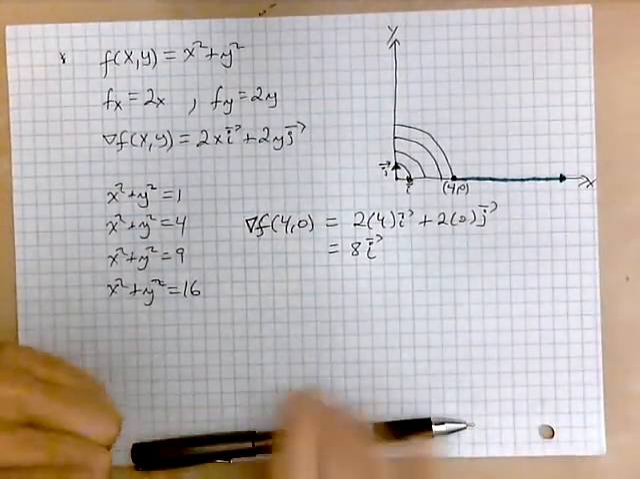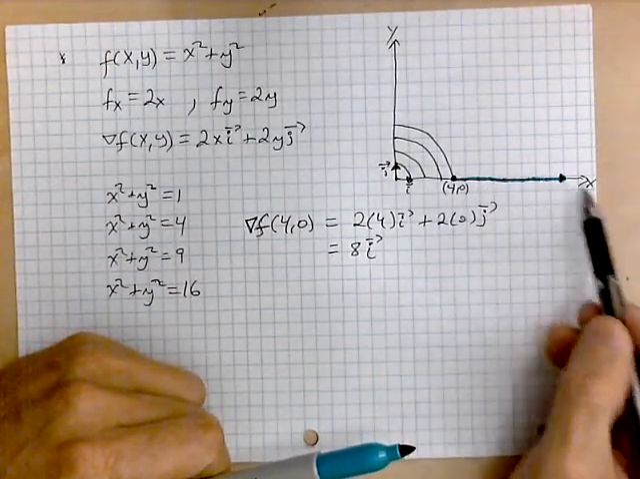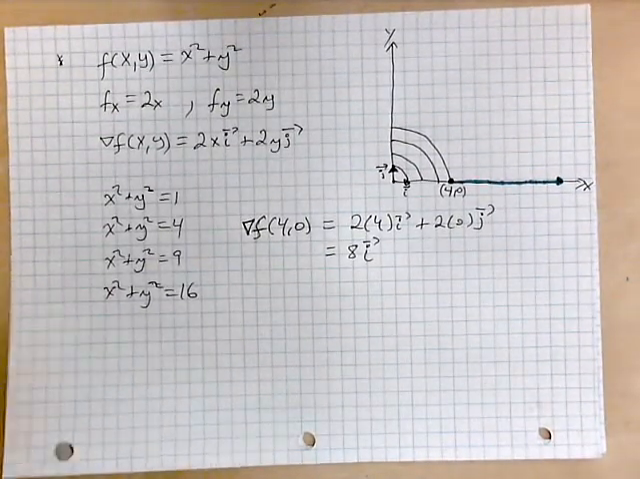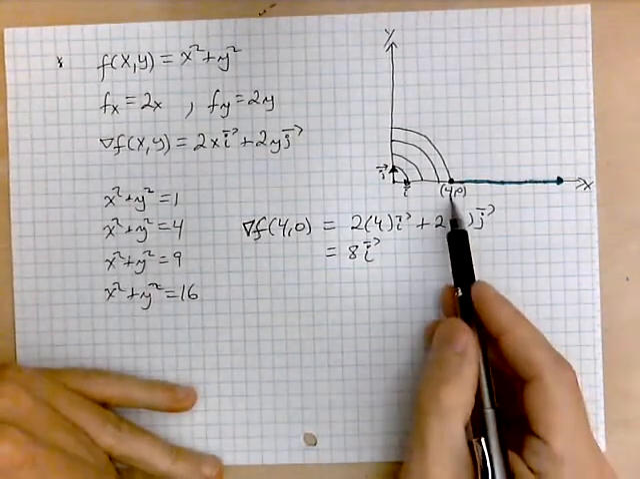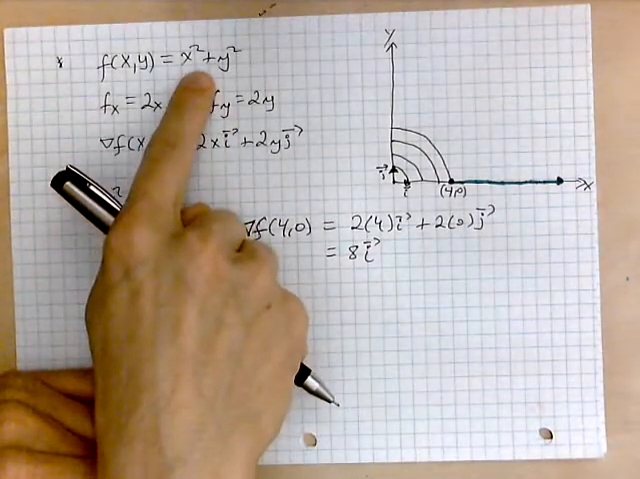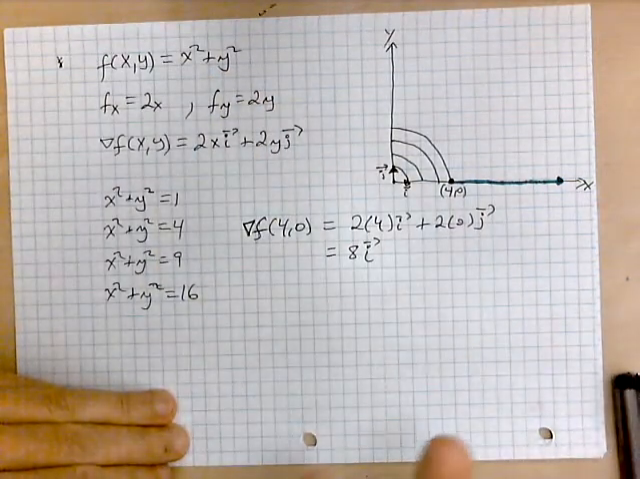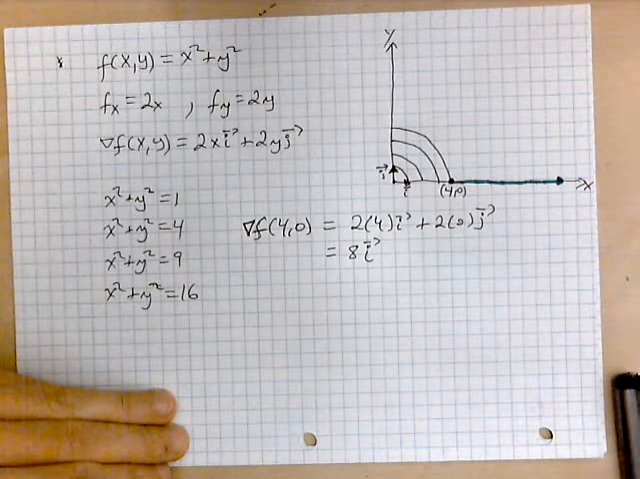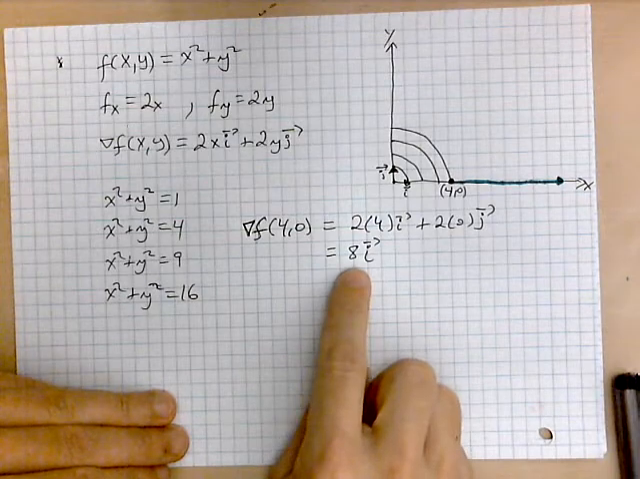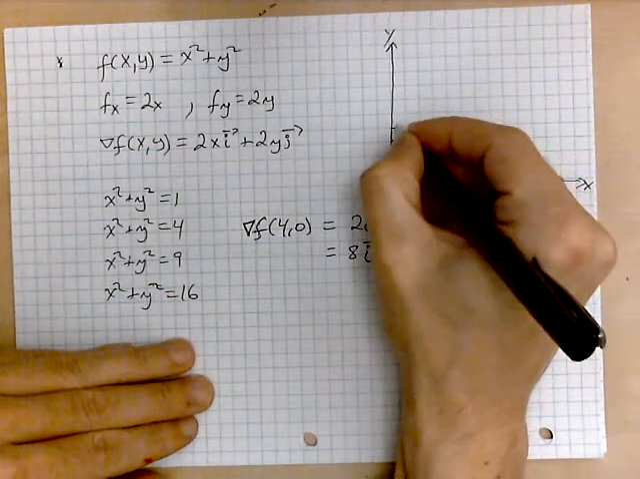Okay? So 1, 2, 3, 4, 5, 6, 7, 8. So the length of that blue arrow is 8, and it represents the rate of change of the function at the point 4, 0. So imagine this is a function, of course, of two variables. This is a paraboloid, and it's in 3 dimensions. But along the x-axis, at the point 4, 0, the rate of change of the function is given by 8i.